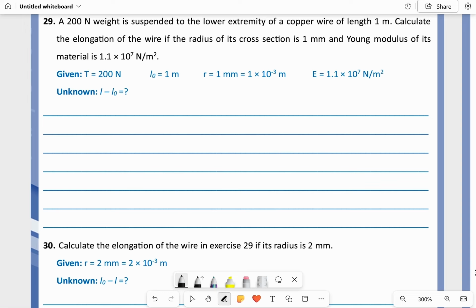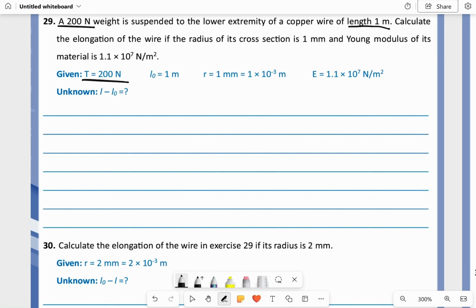Calculate the elongation if its cross-section is 1 millimeter. Now, whenever you have millimeter, guys, let's read it one by one. You have tension is equal to 200 Newton, suspended to the lower extremity of a copper wire.